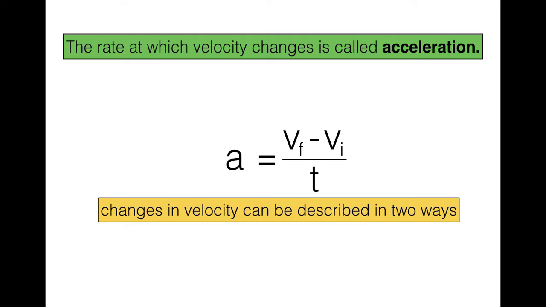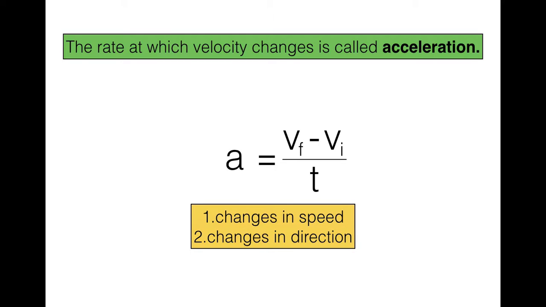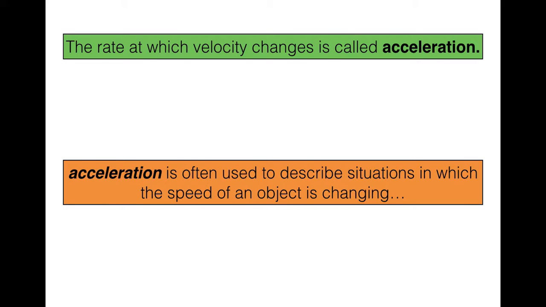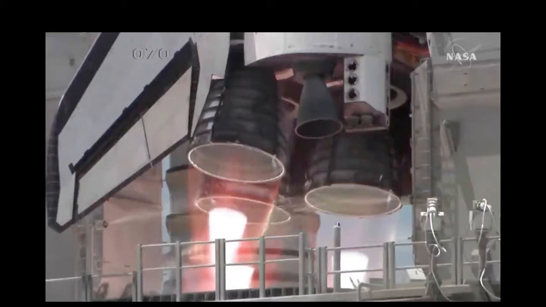So changes in velocity can be described in two ways. Number one, changes in speed and changes in direction. Both of those indicate an acceleration. So if either of these two happen, then the object is technically accelerating. Acceleration is often used to describe situations in which the speed of an object is changing. And like I mentioned before, in a journey from point A to point B, there are typically fluctuations in how fast the velocity of the object is going.